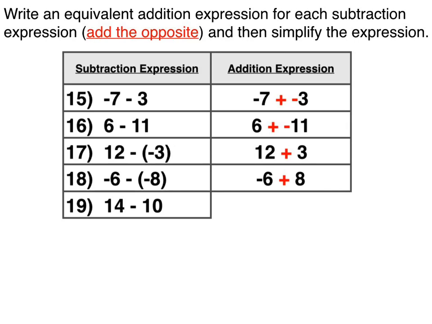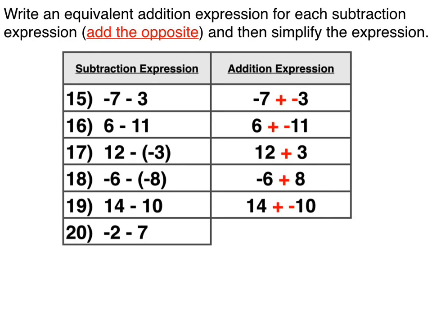19 is 14 minus 10, which is equivalent to 14 plus negative 10. Now, just to make it clear, I would never add the opposite in number 19, right? It's like a first grade problem. Number 20, negative 2 minus 7 is equivalent to negative 2 plus negative 7.